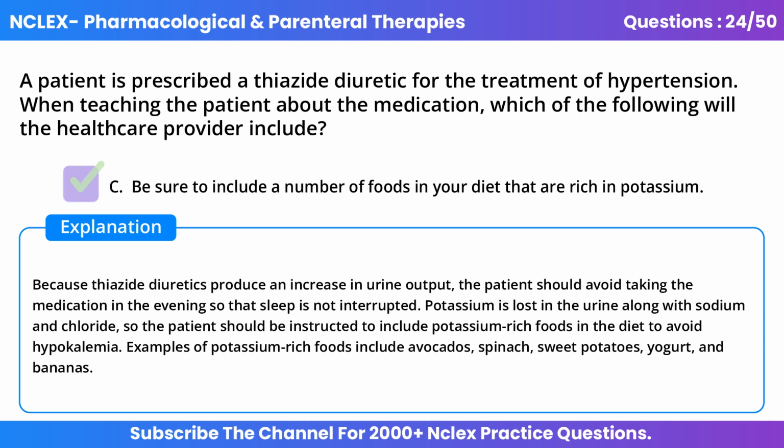Because thiazide diuretics produce an increase in urine output, the patient should avoid taking the medication in the evening so that sleep is not interrupted. Potassium is lost in the urine along with sodium and chloride, so the patient should be instructed to include potassium-rich foods in the diet to avoid hypokalemia. Examples of potassium-rich foods include avocados, spinach, sweet potatoes, yogurt, and bananas.